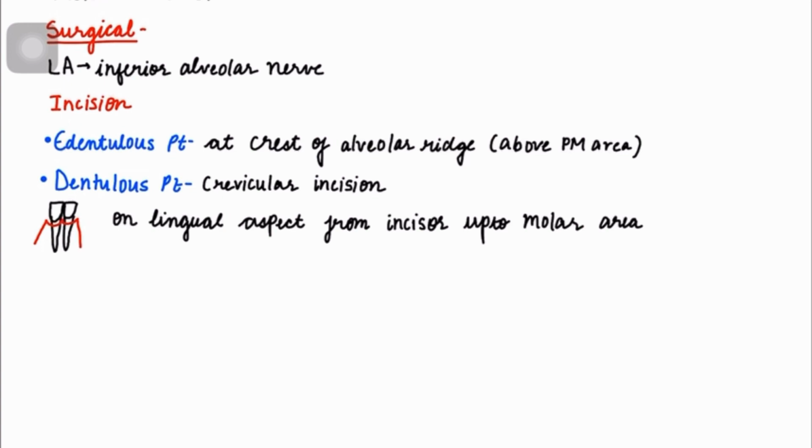interfering in nature. Even for the dentulous patient, it interferes with speech and mastication. So in a dentulous patient also it is preferred to remove. In a dentulous patient, the incision given is a crevicular incision on the lingual aspect from the incisor up to the premolar area. The complications can be hemorrhage, hematoma, wound dehiscence, and complications related to flora of the mouth.